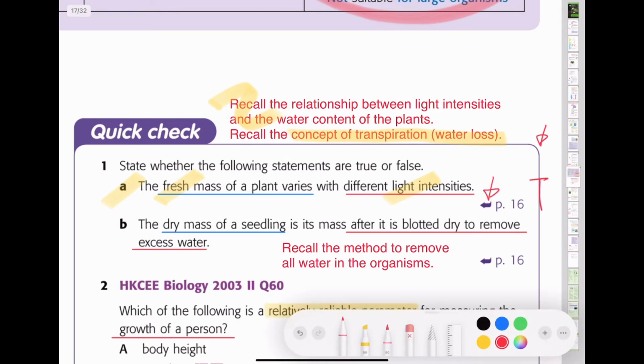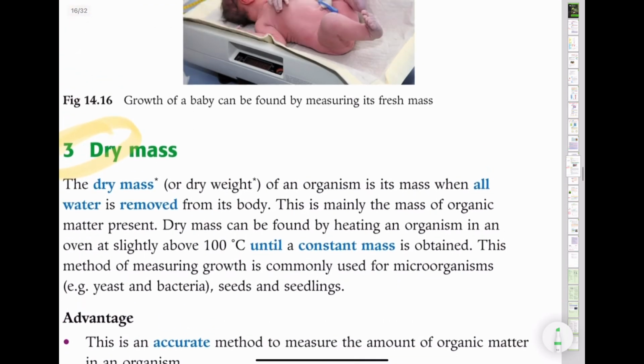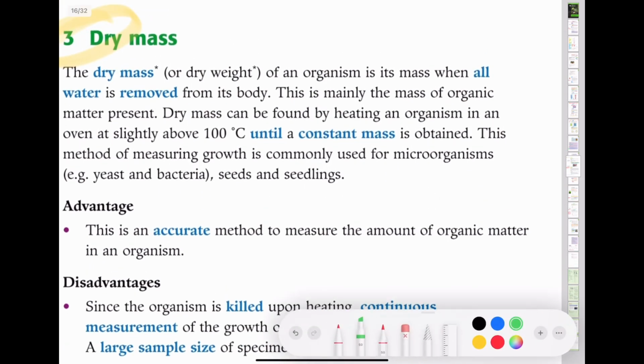And then question 1B is talking about the dry mass of the seedling. So how can we get the dry mass? In this question, we just blot the seedling to make it dry and remove the excess water. So the concept being checked is the method. Do you know the correct method to remove all the water in the organism? We can also take a look at the book. How can we obtain the dry mass?